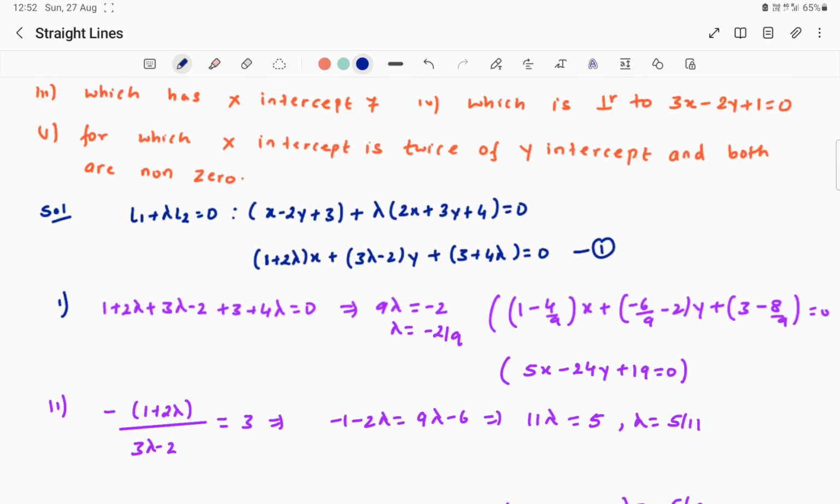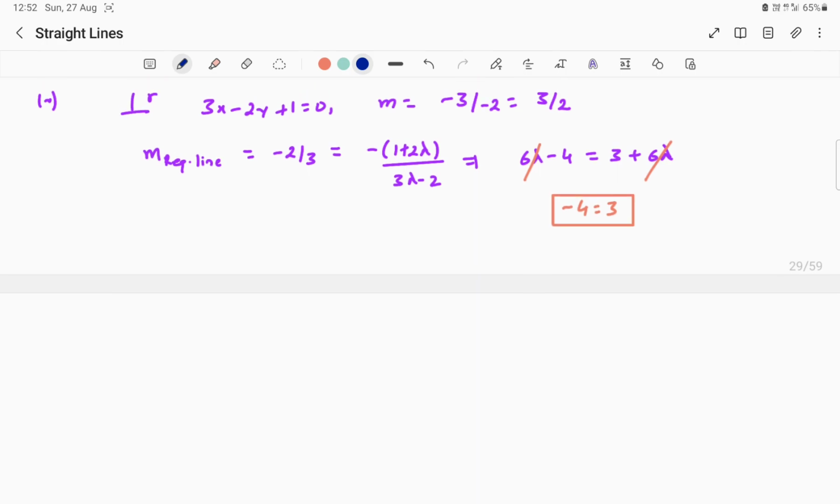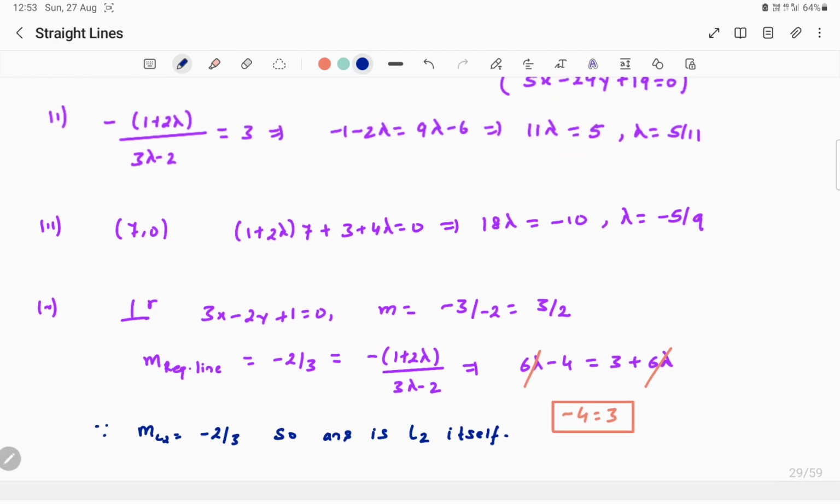So we can clearly see that the slope of the second line is minus 2 by 3, and you are searching for exactly that line only, isn't it? So the answer is, now all this is not needed. You can directly say that since the slope of the L2 line is minus 2 by 3, the answer is L2 itself. This you can try.